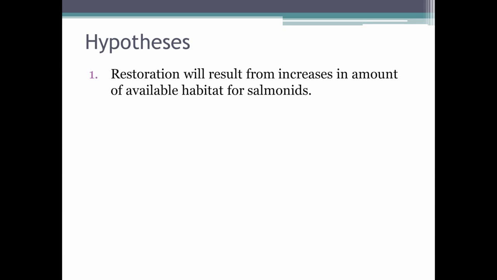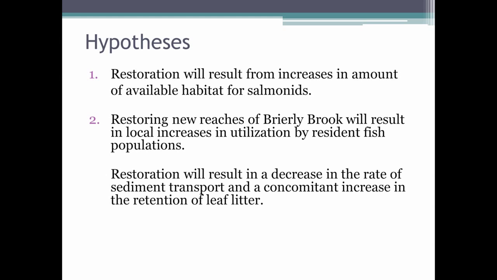Based on that, we came up with a series of hypotheses, the main four that I'll discuss in this presentation are here. Restoration basically should increase the amount of available habitat. So as we restore the system, we would expect, using our standard measures, to see increases in habitat. We would also expect that if we restore these new reaches, we would see local increases in fish populations. So the fish community should respond positively, and we would see increased numbers of fish in and around these areas that we restored.